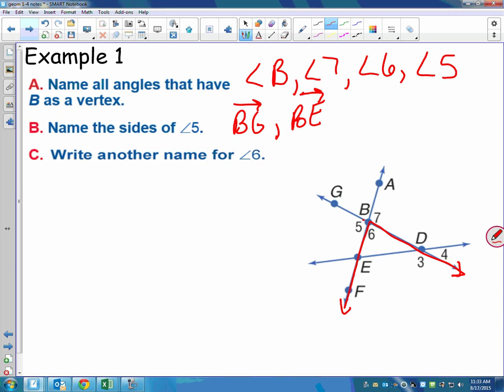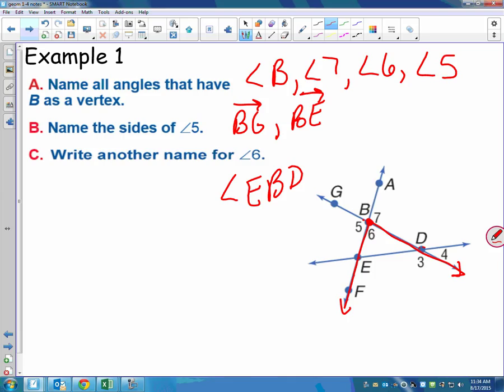One answer would be, could we call it angle B? Yeah. We could call it angle B. Can someone give me another name we could call angle 6 besides just angle B? To name an angle with 3 points. Or DBE. E, B, D, or F, B, D, right?